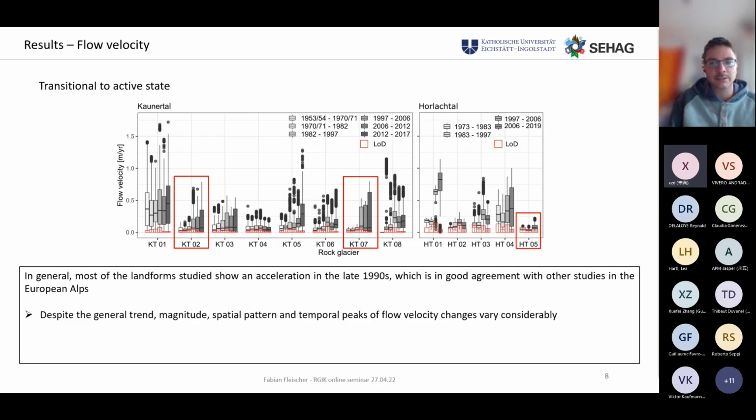So these three rock glaciers shown here show a transition from a transitional state, with movement rates below 10 centimeters per year, to an active state. While the acceleration in this case of Hollertal 5 is very small and only occurs in the most recent time step, on the other two glaciers the relative acceleration is up to a factor of 5.